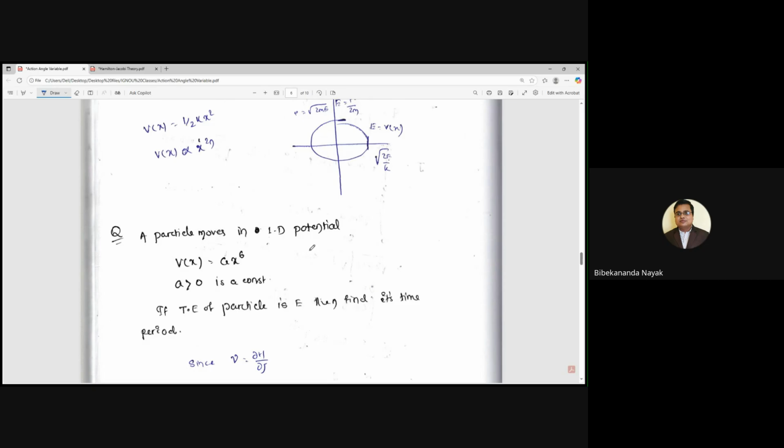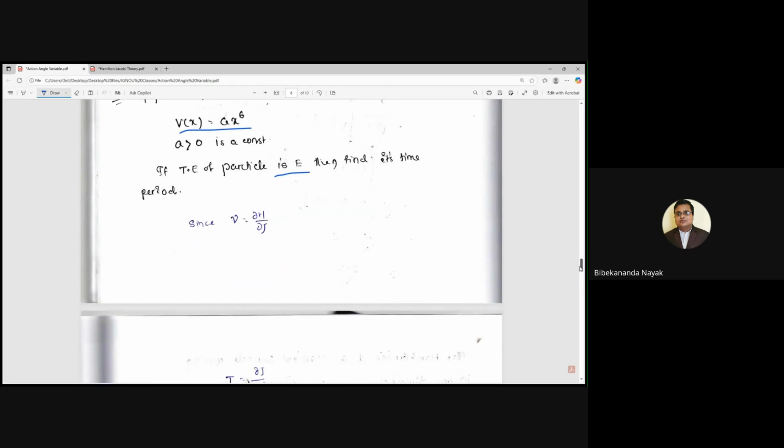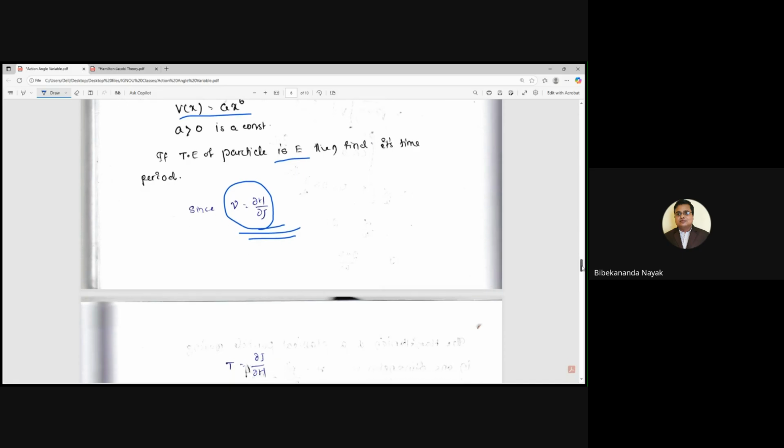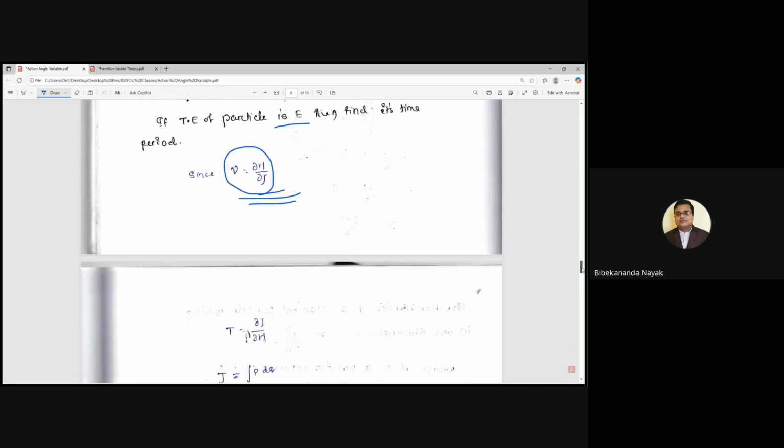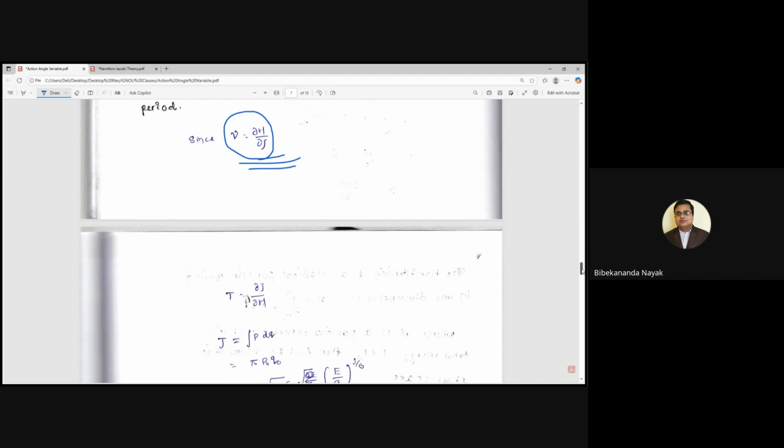Suppose a problem is given where the potential is a x to the power 6. The question is, if the total energy of the particle is E, then find its time period. We use the simplest formula, that nu is equal to del H by del J. This is the one formula used in the problem. So the time period is equal to the reverse, del J by del H, but J is equal to the integration of p dq.